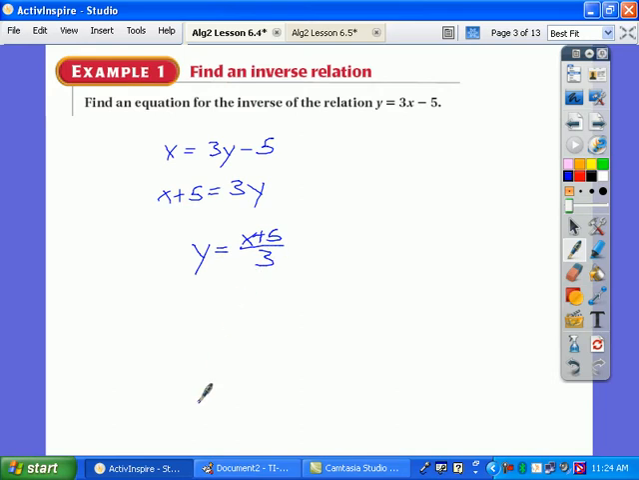In this case, everything that y equals 3x minus 5 does, this function y equals x plus 5 divided by 3 undoes it. Again, how do we accomplish this? We write out the equation y equals something with x in it, and then I rewrite it, switching x's and y's, and now I resolve.